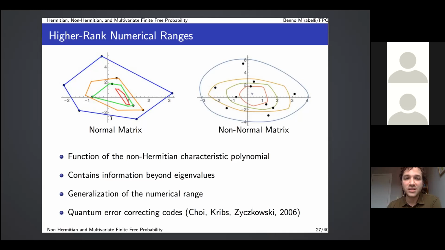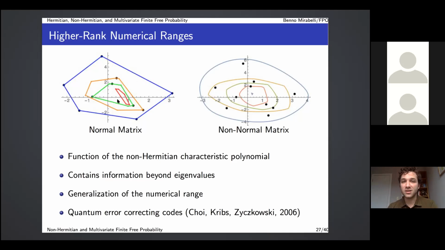The black points represent their eigenvalues. So both of these matrices have the same eigenvalues. But these lines represent what are called higher rank numerical ranges. And you see that these two matrices have different higher rank numerical ranges. Now, computing these higher rank numerical ranges is a direct function of the non-Hermitian characteristic polynomial. So knowing the non-Hermitian characteristic polynomial allows us to compute these objects, these higher rank numerical ranges.